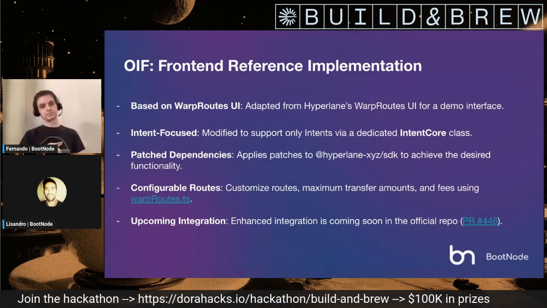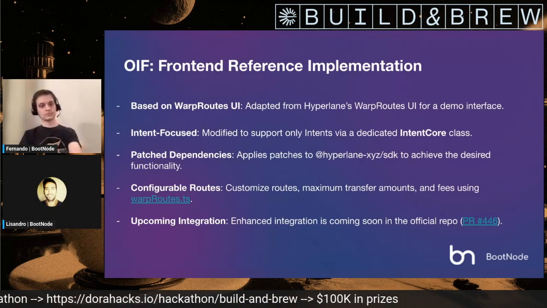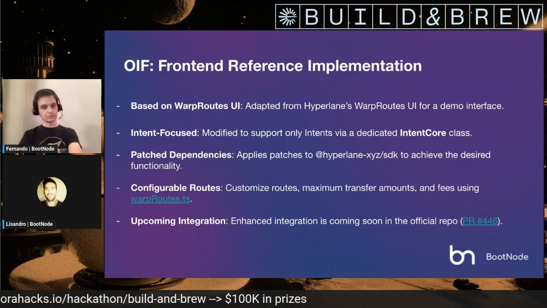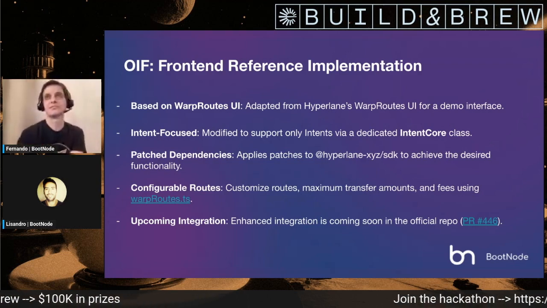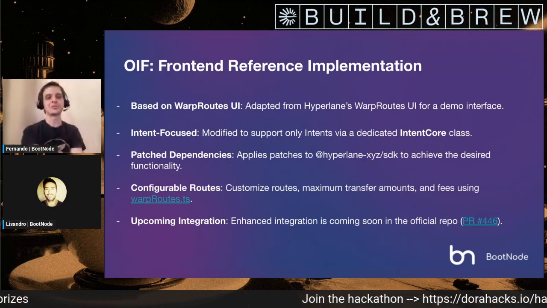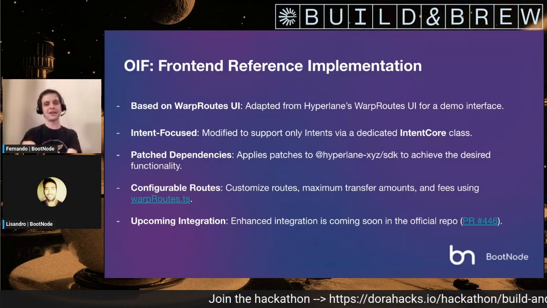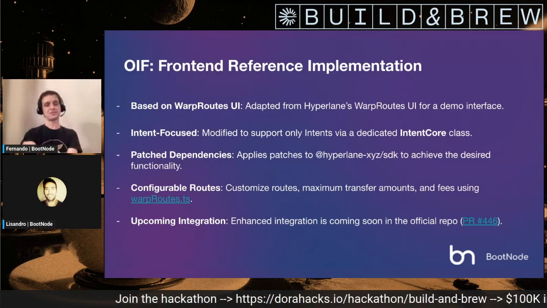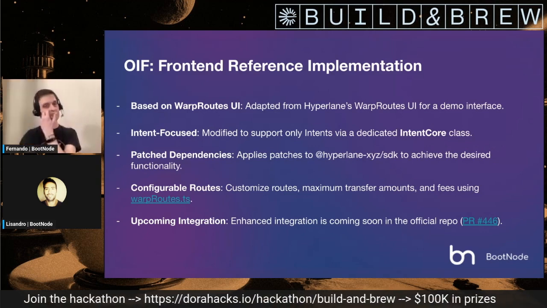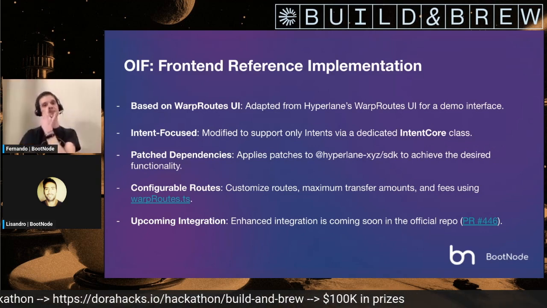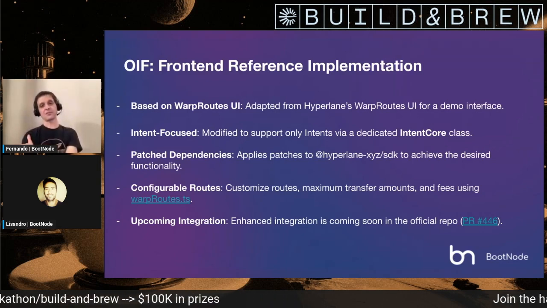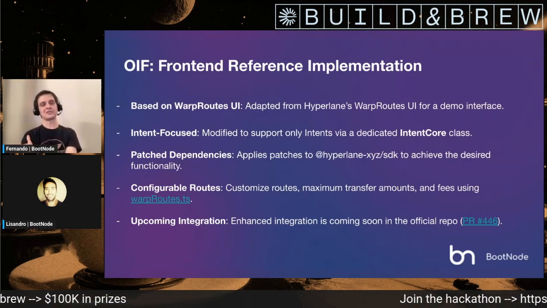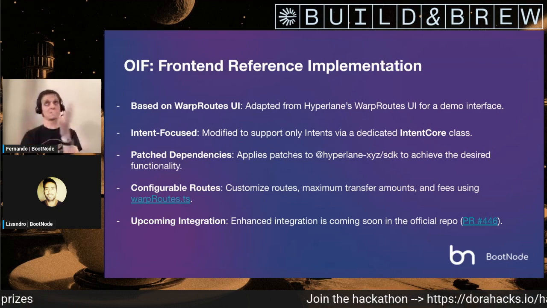And I think it's the turn of Fernando. Okay. Hello. Well, I have to give an explanation about the TypeScript part. As Lisandro said, there are two major packages there. You have the UI, which is a fork, yeah, it's based on the Hyperlane Warp Routes UI.